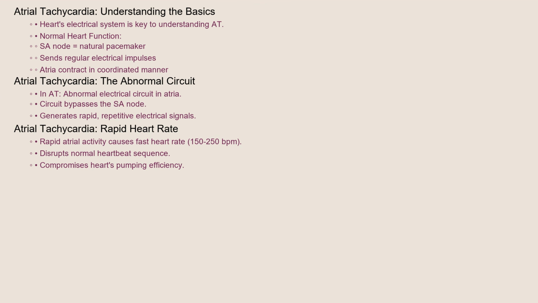To understand atrial tachycardia, we need to look at the heart's electrical system. Normally, the sinoatrial node, or SA node, acts as the heart's natural pacemaker, sending out regular electrical impulses that cause the atria to contract in a coordinated manner. In AT, however, an abnormal electrical circuit forms within the atria. This circuit bypasses the SA node and generates rapid, repetitive electrical signals. These signals cause the atria to contract much faster than normal, typically between 150 and 250 beats per minute. This rapid atrial activity disrupts the normal sequence of heartbeats, leading to a faster overall heart rate and potentially compromising the heart's ability to efficiently pump blood.